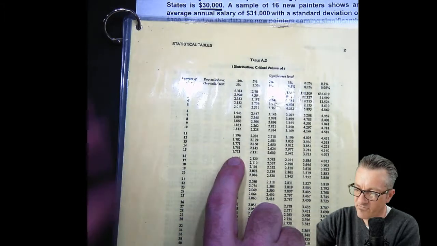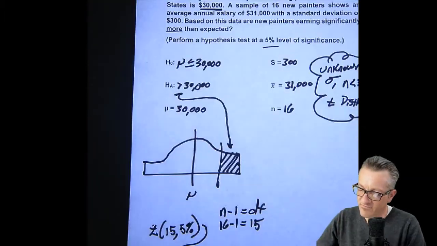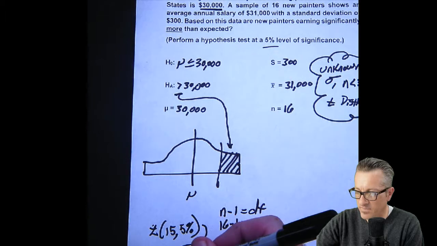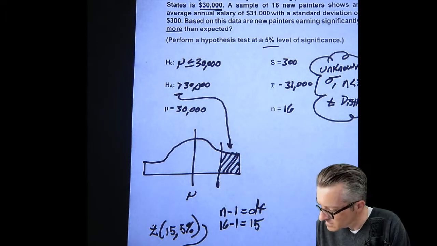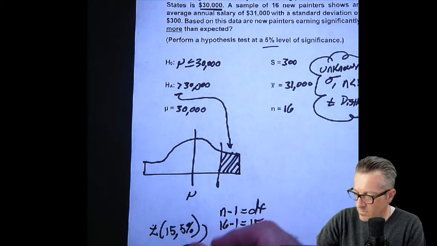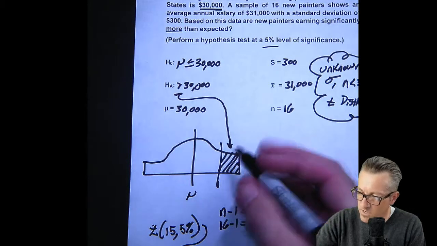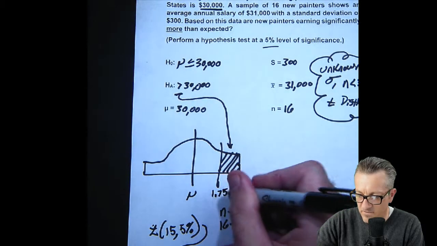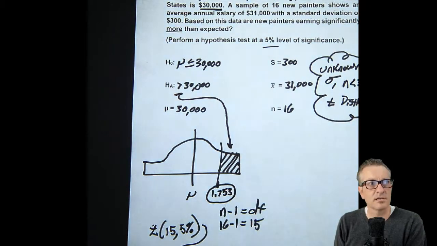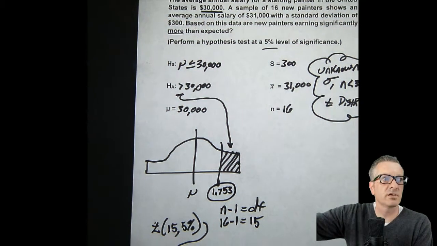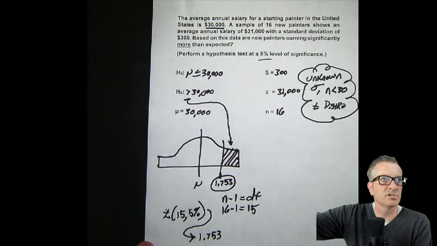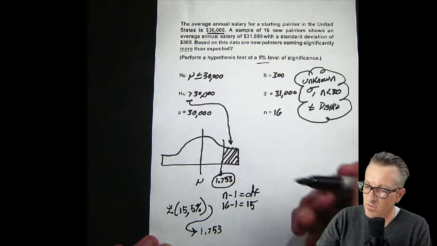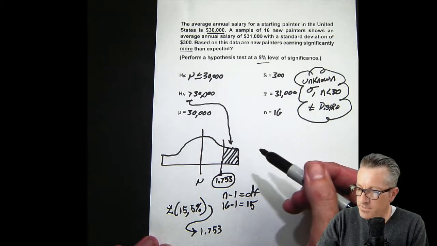So it's 1.753. That's our critical value for this cutoff for the hypothesis test. So we could write that right here, 1.753. And these are essentially in standard deviations, standard deviations away from the mean. It's all about the rejection zone method. So we're just looking at how far out it is based on the probability of it happening by pure chance.